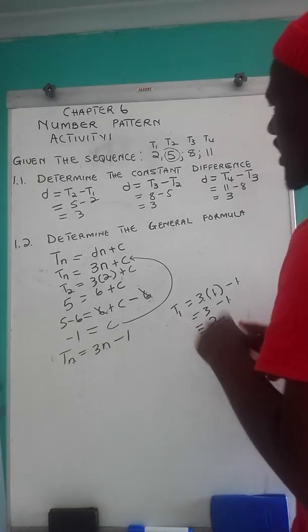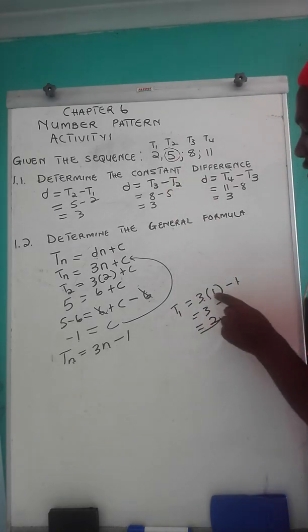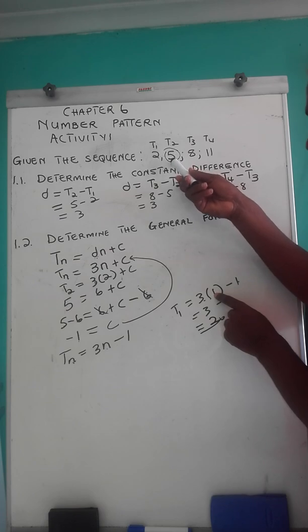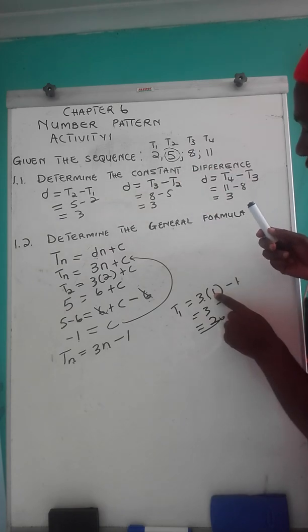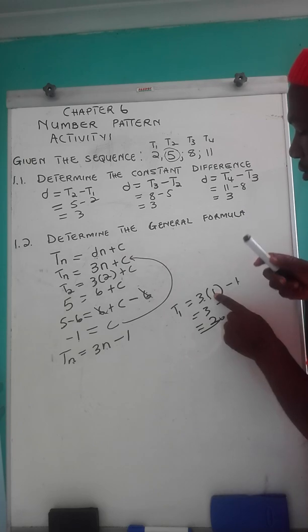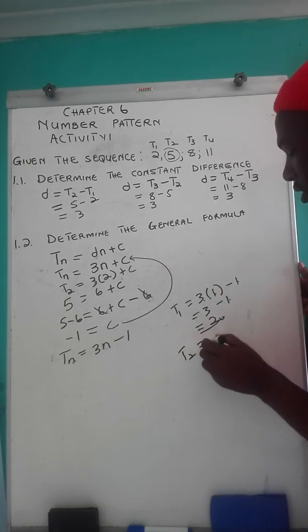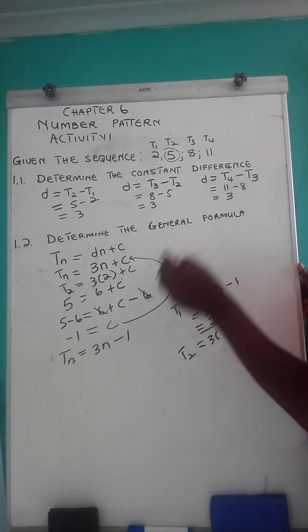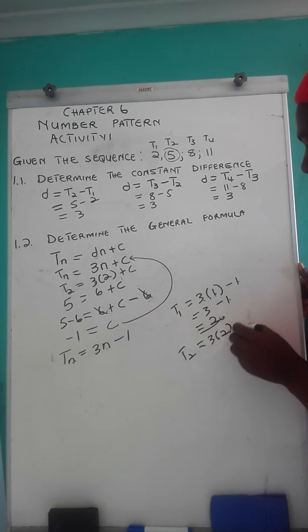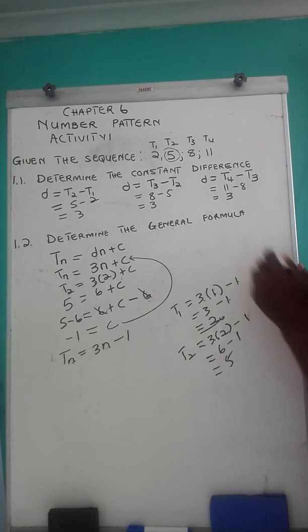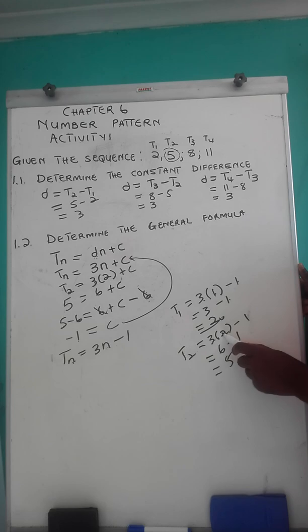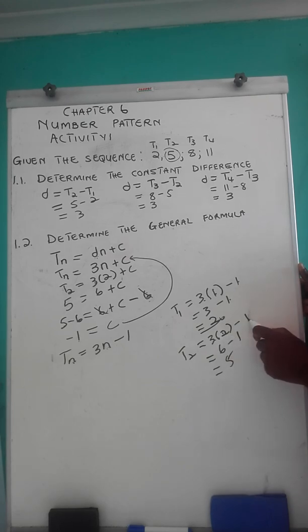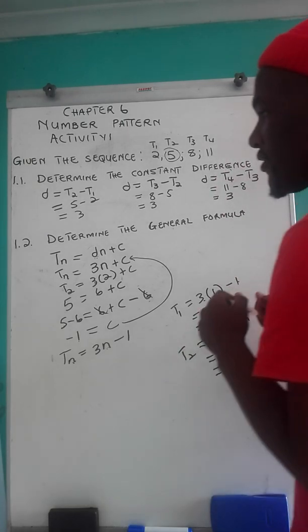You can check it for term 2. Where you see n in this formula, you substitute 2: 3 times 2, it's 6, minus 1, the answer is 5. Do the same thing for term 3. 3 times 3, it's 9, minus 1, it's 8. Let's try term 4. 3 times 4 is 12, 12 minus 1, it's 11. So it works.